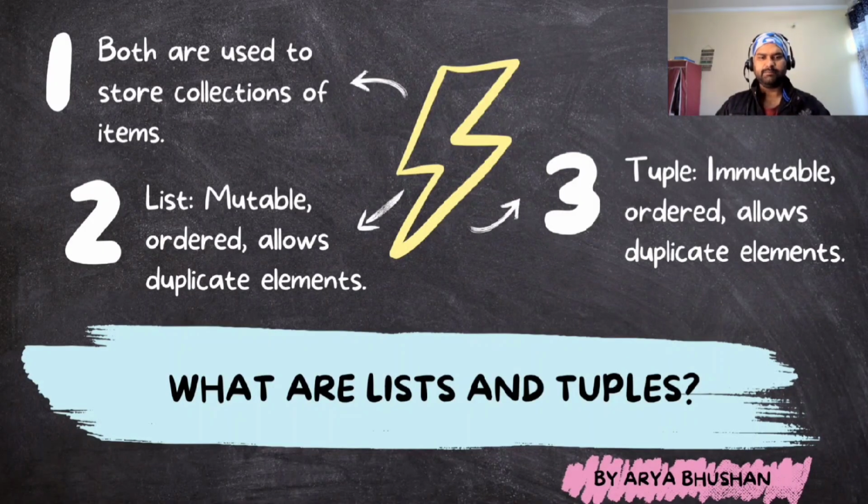What are lists and tuples? Lists and tuples are both used to store a collection of items. The main difference is that lists are mutable, meaning you can change their contents, while tuples are immutable, meaning their contents cannot be changed after creation.